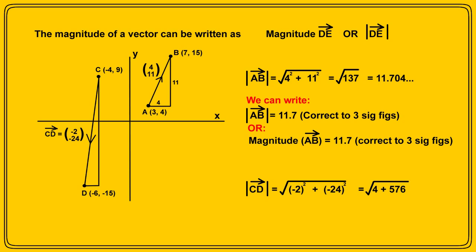And it's at this point, of course, that everything becomes positive. That's equal to the square root of 580, which is approximately 24.083, and that is 24.1, correct to 3 significant figures. And that's all there is to it, really. Don't you wish everything was that simple?